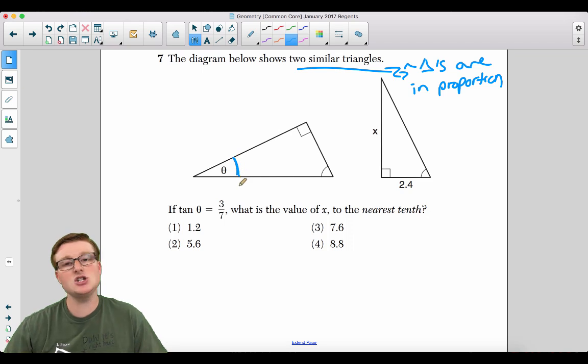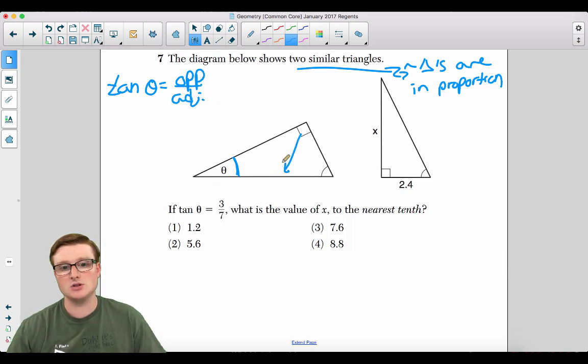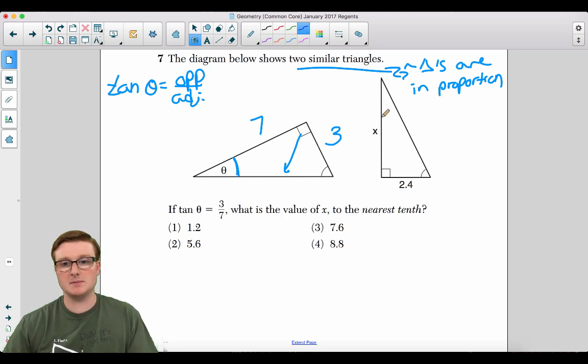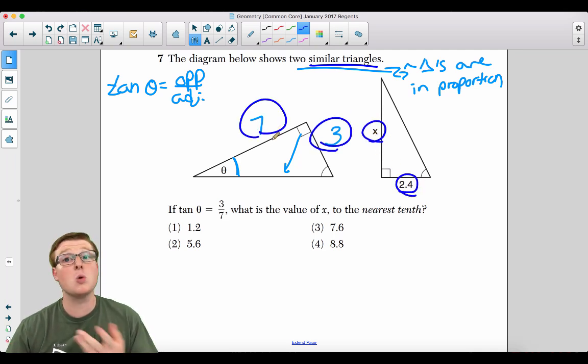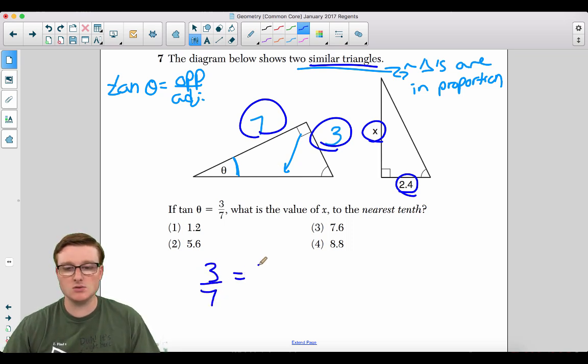Now, the tangent of theta, well, you need to know that tan of anything is the opposite over the adjacent. And this over here is your hypotenuse. So the opposite side of theta is 3 and the adjacent side is 7. We're not using this because that's your hypotenuse. Now, these two triangles are similar to each other because they tell us that. Now, similar triangles are proportions, so we could solve for x by using, again, similar triangle proportions. So we could say 3/7 is equal to 2.4 over x.